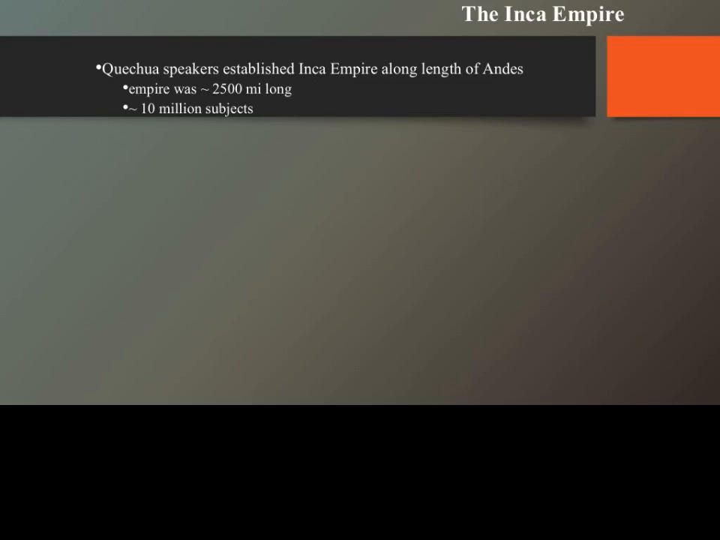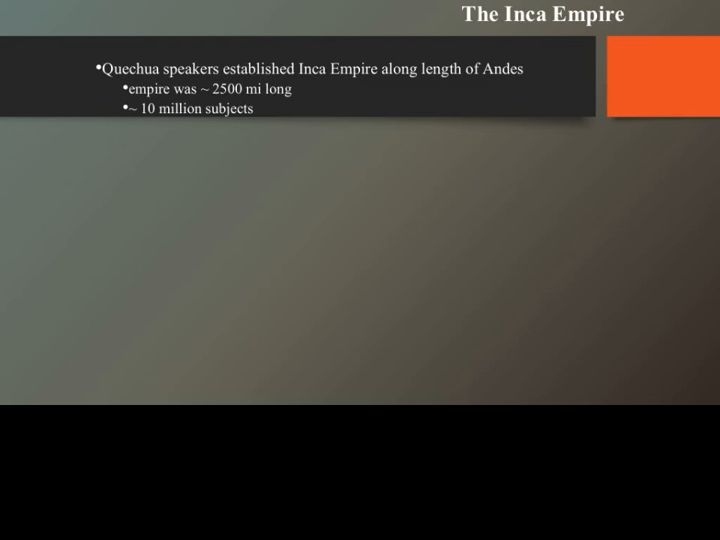Okay, the Inca Empire. Quechua speakers established the Inca Empire along the length of the Andes Mountains on the Pacific western coast of South America. The empire was approximately 2,500 miles long, with around 10 million subjects. So it was rather huge.